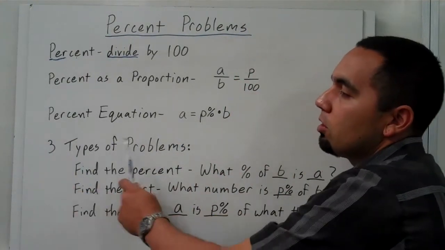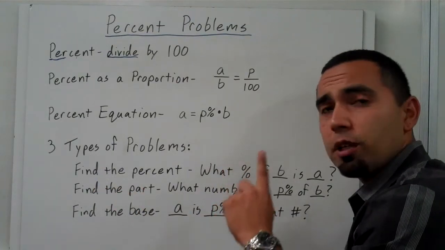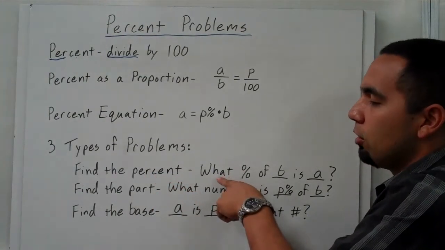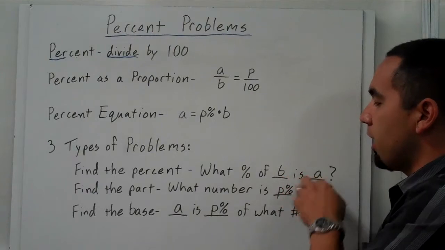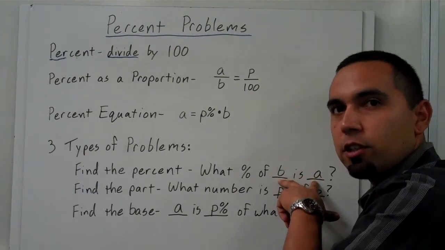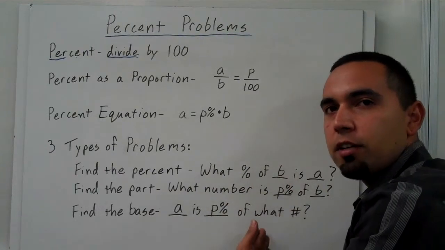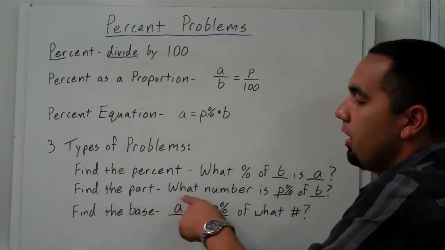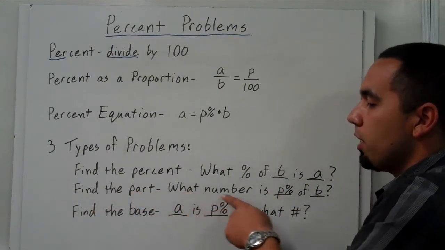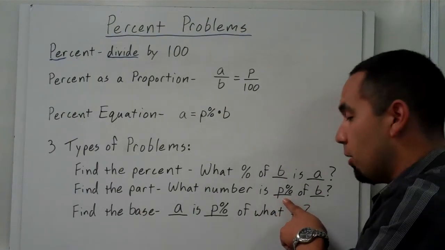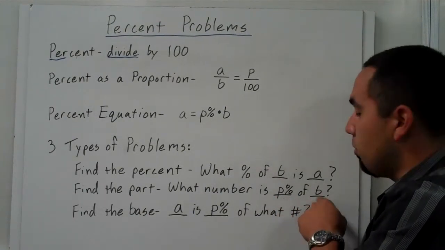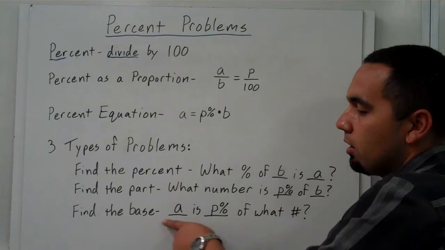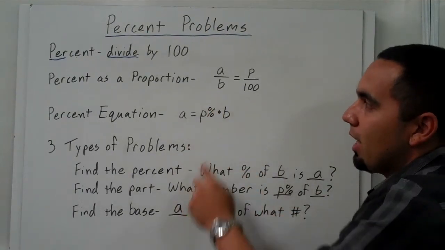So basically, you're going to come across three types of problems. First, problems where you're asked to find the percent, and it could look something like this: what percentage of B is A. B and A again are not going to be variables, they're going to be numbers, but I'm just trying to show you a general idea of what the problem will look like. The second type will be find the part, and this question will look something like this: what number is a percentage of B, and B again will be a number. And the last type will be find the base. By base I mean your B, so it's going to be asking to find the B.